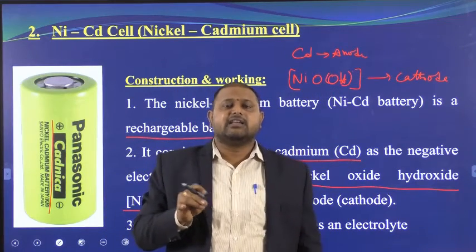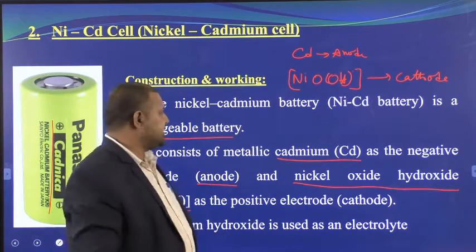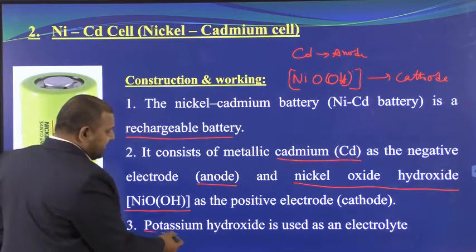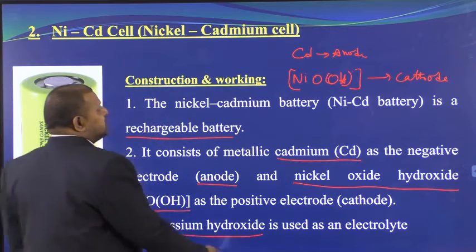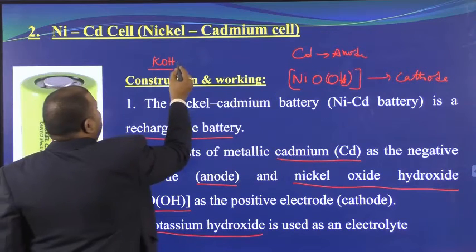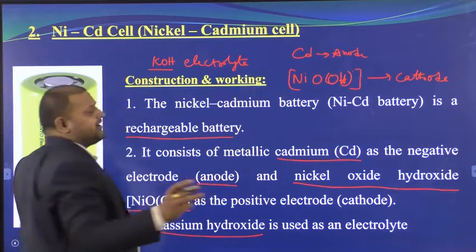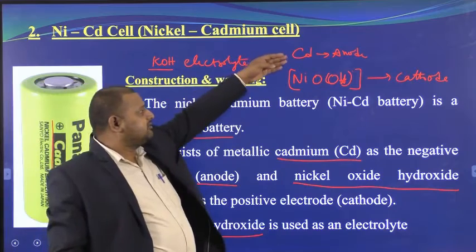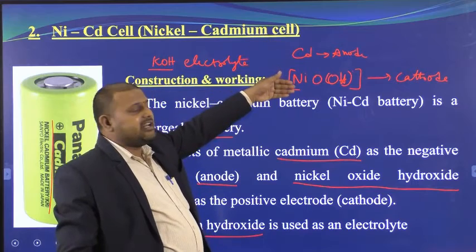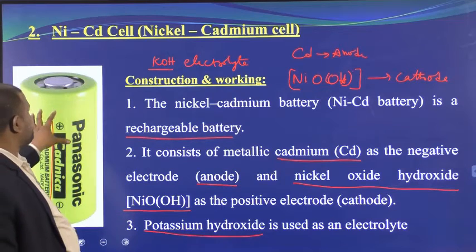Whenever you say nickel, it implies that we are not using nickel metal, but we are using its compound NiOOH, nickel oxide hydroxide. And what is the electrolyte? The electrolyte used here is generally potassium hydroxide, or a general base. So the electrolyte is KOH. We have known three points till now: what is the cathode, what is the anode, and what is the electrolyte. Our anode is cadmium, the cathode is nickel oxide hydroxide, and the electrolyte is potassium hydroxide.